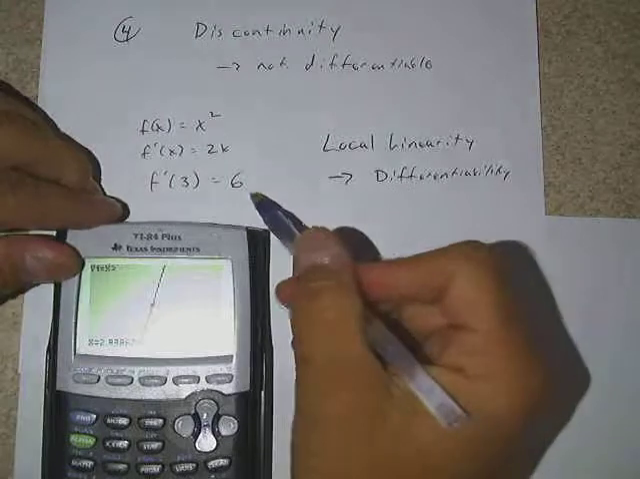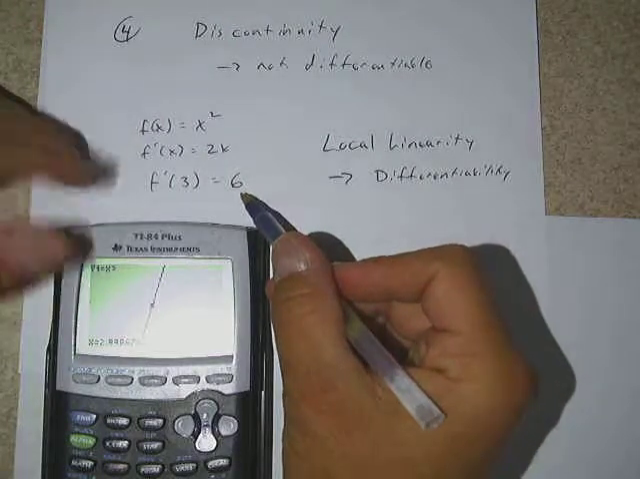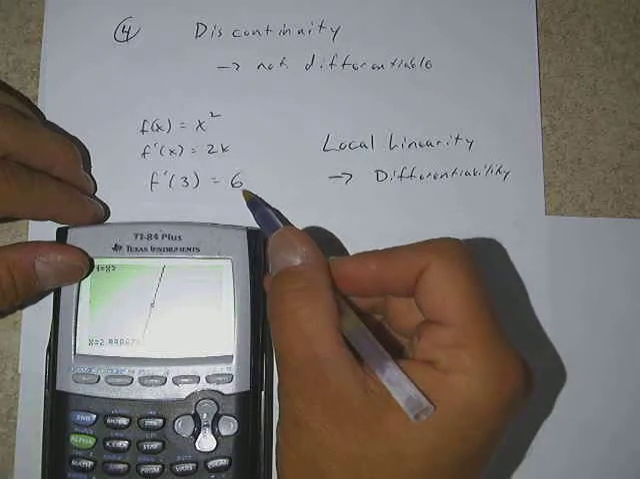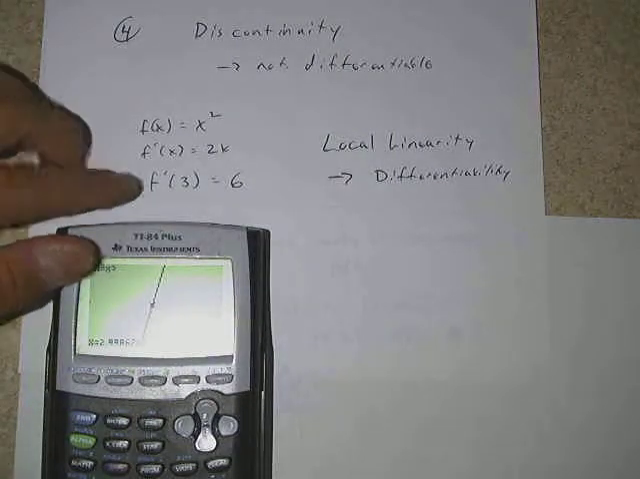And before when we did this, we hit trace, and then we wrote down 2 points that were on this curve. Keep in mind these 2 points that we're picking at this zoom are very, very close to each other.